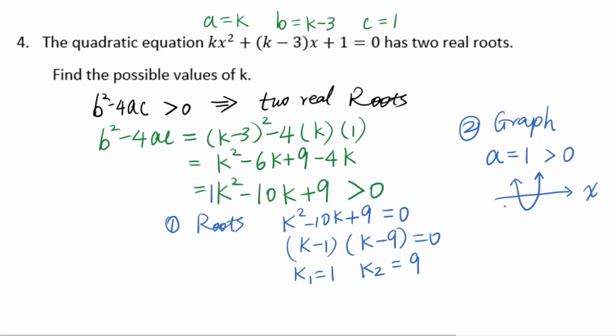This is the x-axis, so we have 1 and 9. Since we are looking for greater than 0, the part of the graph above the x-axis will be the solution. Third step, write down the solution: k less than 1 or k greater than 9. So the possible value of k will be k less than 1 or k greater than 9.